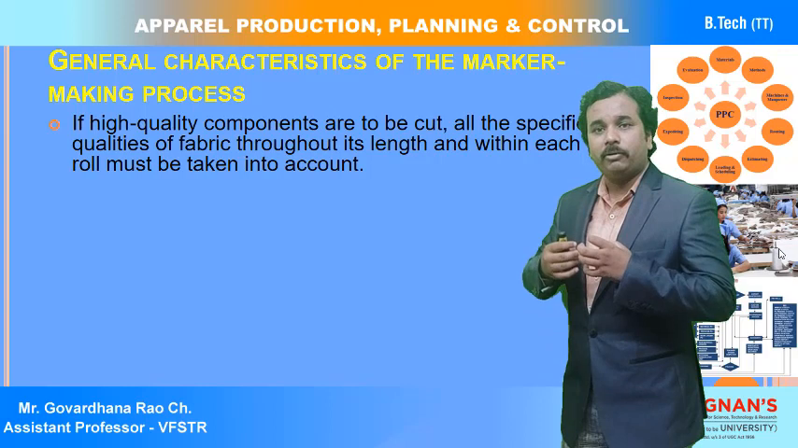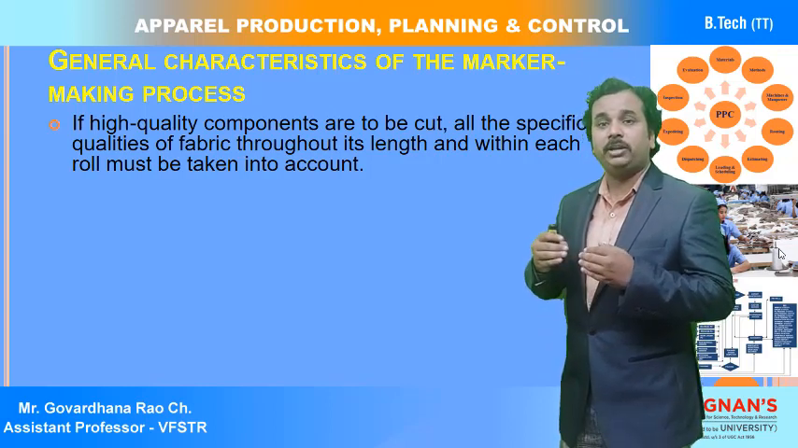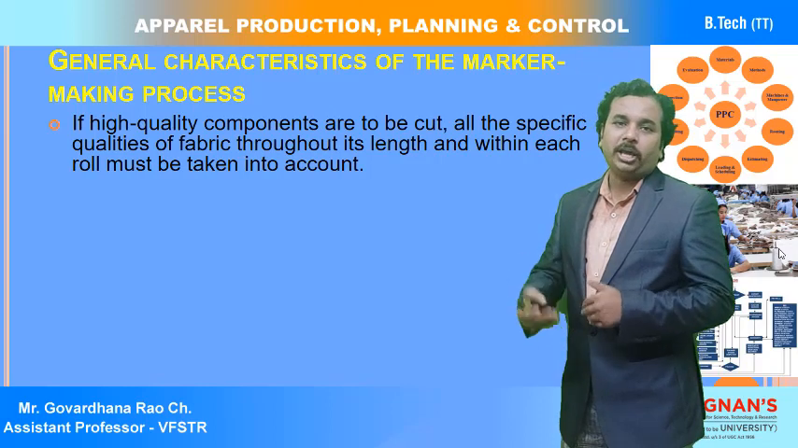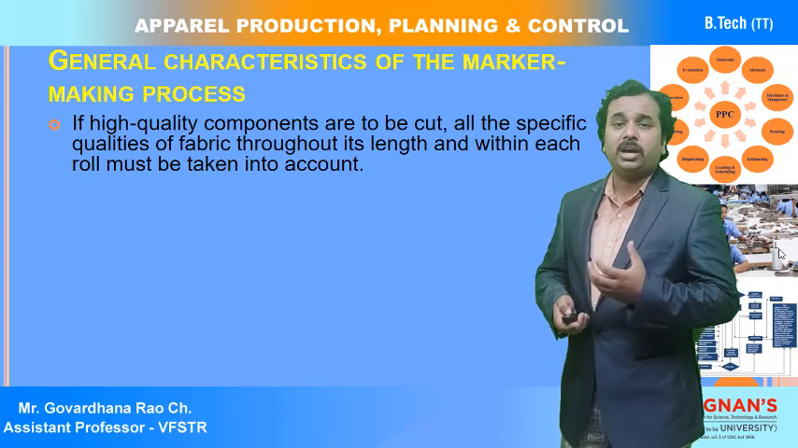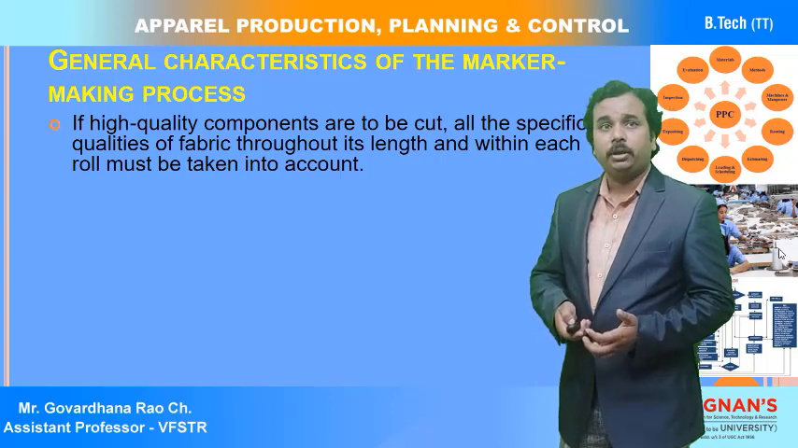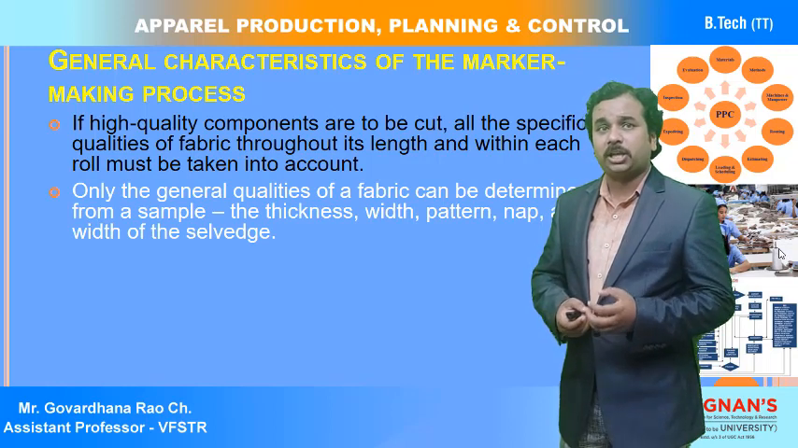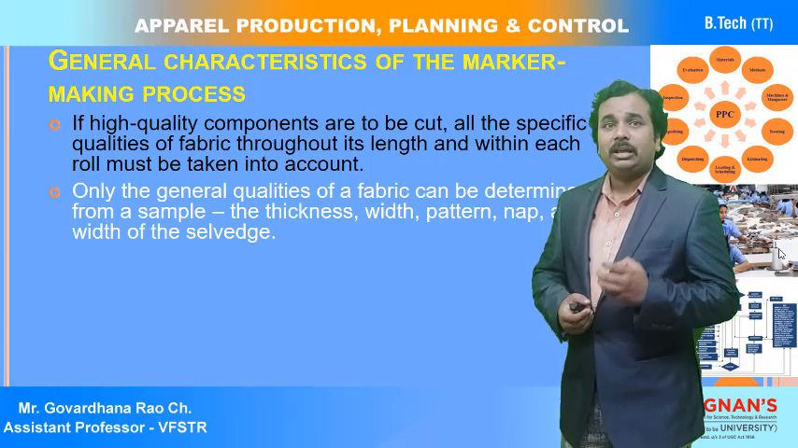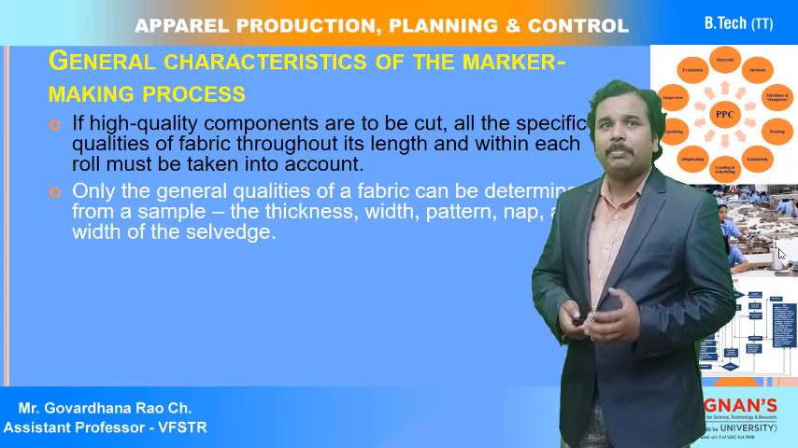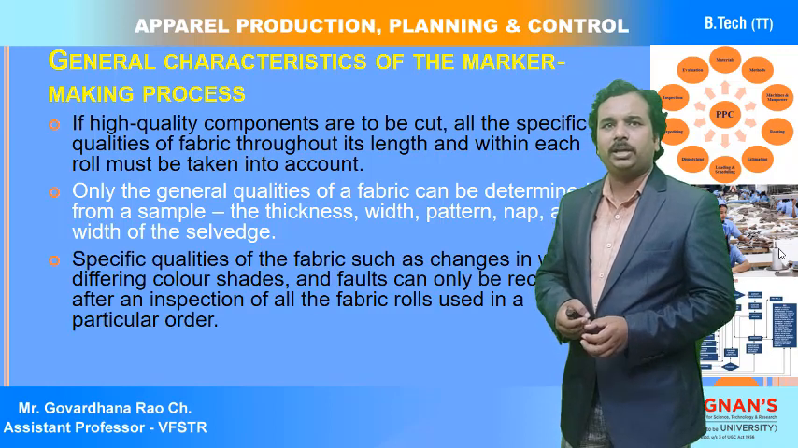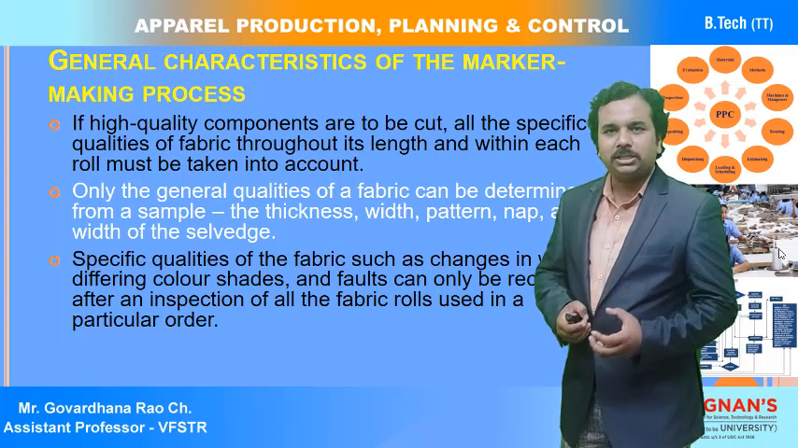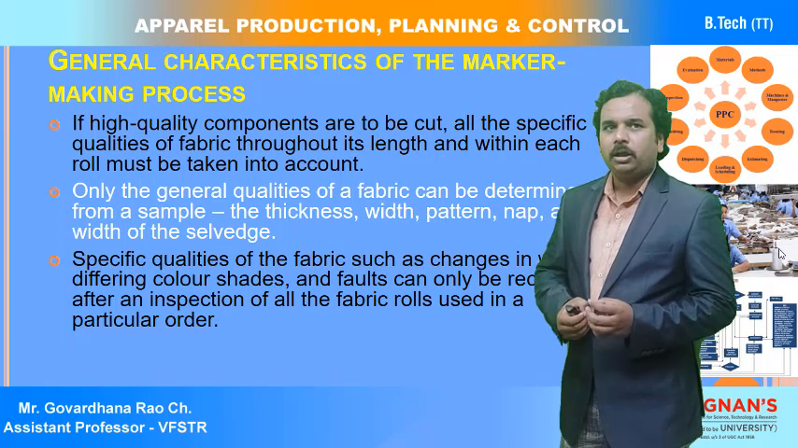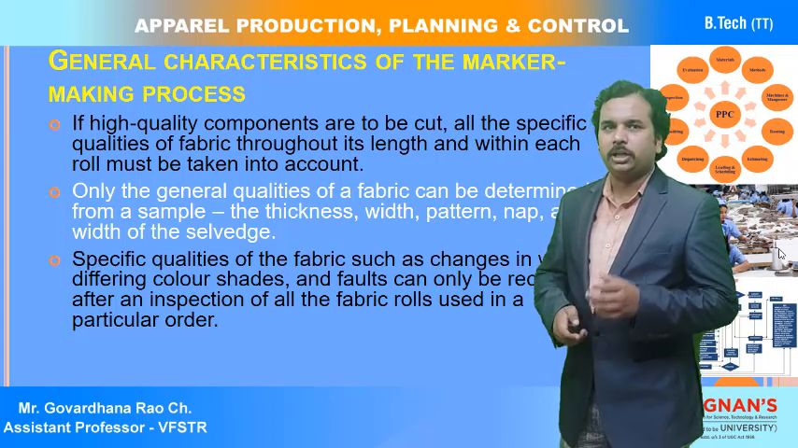Because if we have components with faults, we again need to go for the recutting process. So it will take more time and more manpower, and the fabric also gets damaged once the cutting process has been completed. And only the general qualities of fabrics can be determined from a sample: thickness, width, pattern, nap and width of the selvages are considered. Then specific qualities of the fabric, such as changes in width, differing color shades and faults, can only be recorded after the inspection of the fabric rolls used in the particular order.